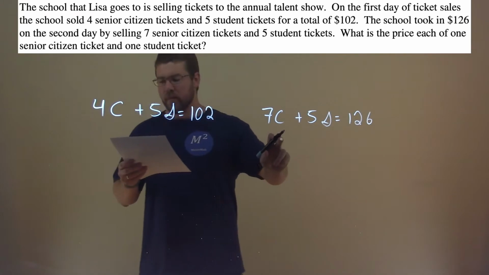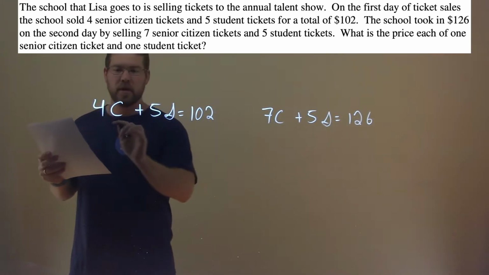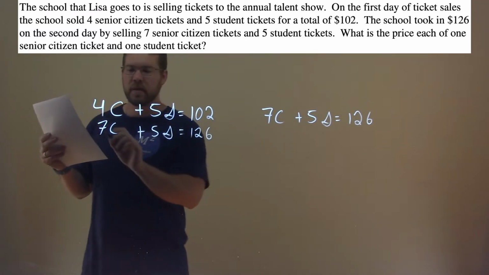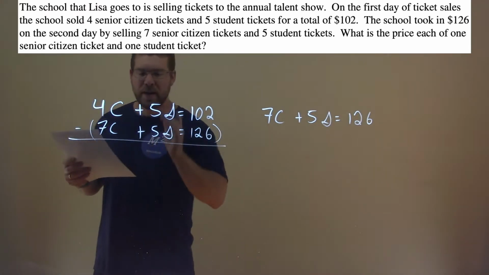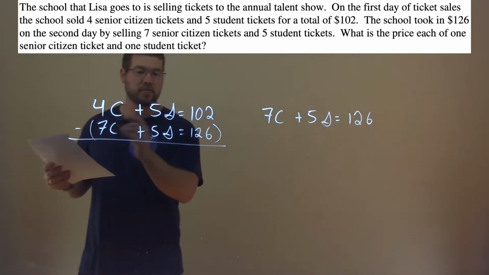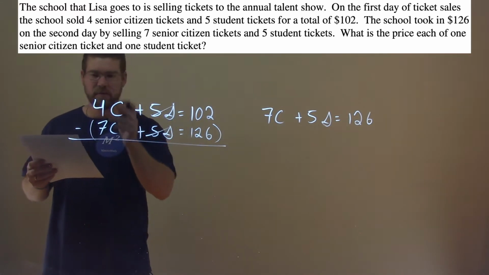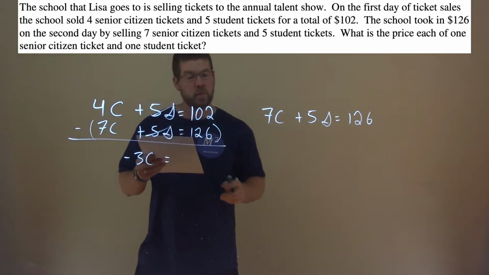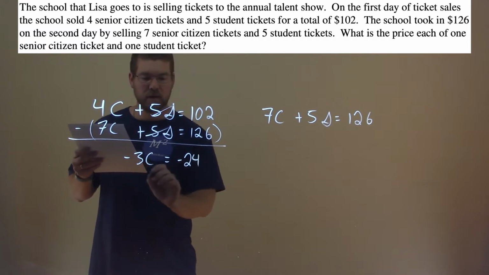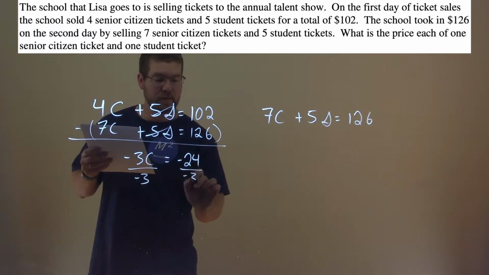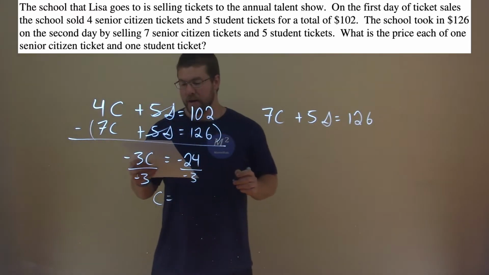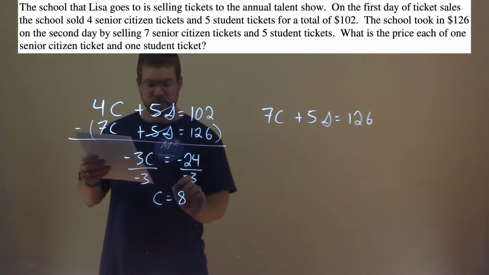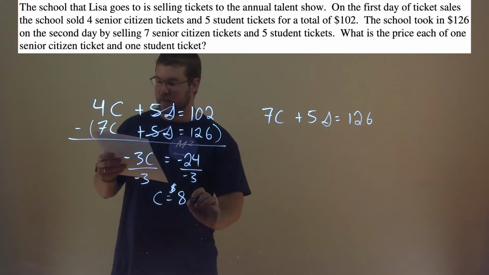So when I'm looking at this, I can eliminate this. I'm going to take this equation and put it underneath this one. 7c plus 5s equals 126. And I'm going to subtract the two equations. I looked at that and said, hey, the variable s's will, if I subtract them, just cancel out. So let's look at the other ones. 4c minus 7c is a negative 3c. 102 minus 126 is a negative 24. We divide both sides by a negative 3, and c equals negative 24 divided by negative 3, which is 8. So we have $8 is the price of a senior citizen ticket.